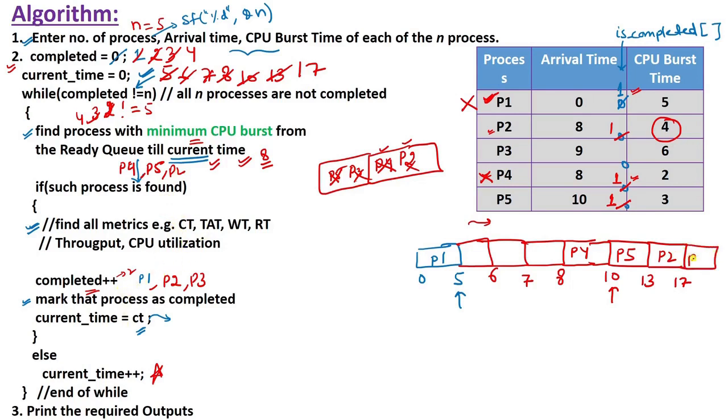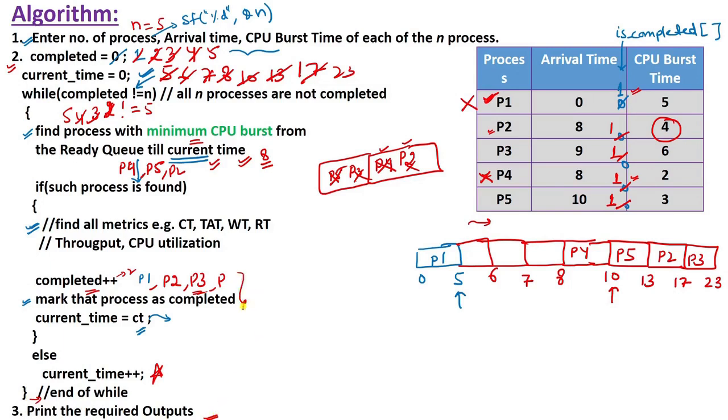So finally P3 is there, and P3 has 6, so 17 plus 6 will be 23. Lastly, our process P3, there was some mistake here, but that is okay. That means the last process is also completed, so we mark this process as completed, and current time is 23. So we have a total of 5 processes completed. Now completed is 5, equal to 5, so the condition becomes false and we come outside this while loop. And now we will print the required output.